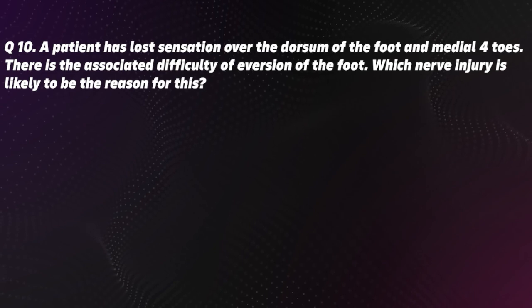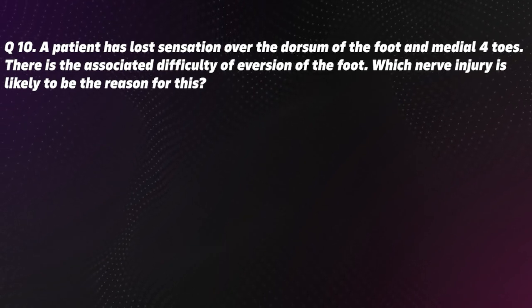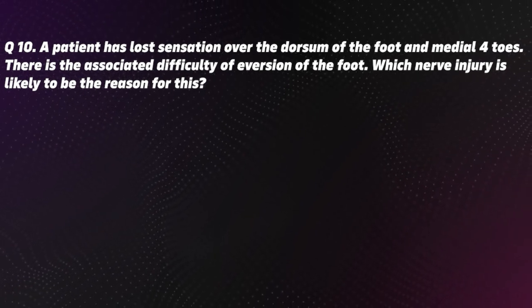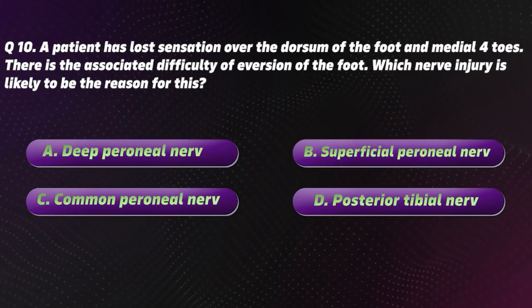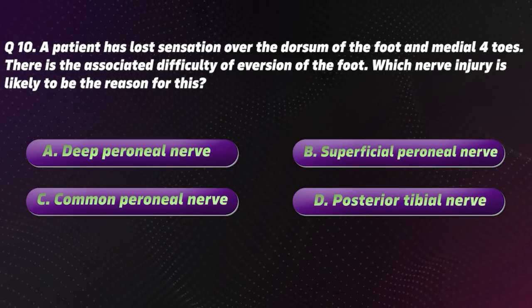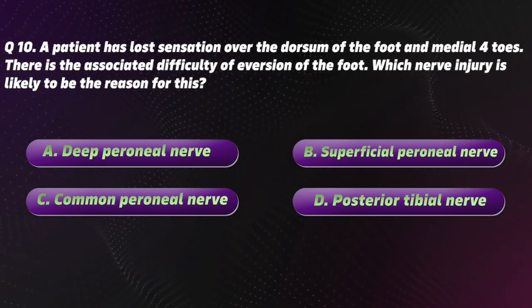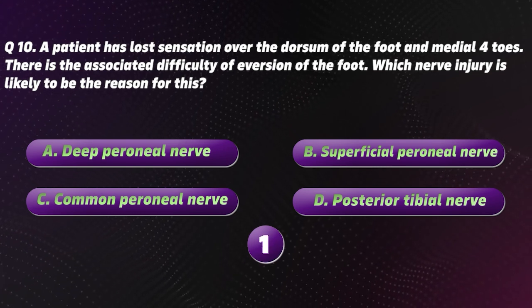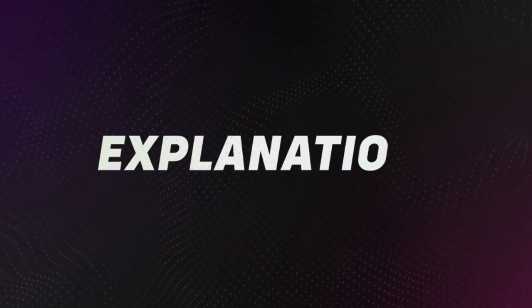Question 10. A patient has lost sensation over the dorsum of the foot and medial foretoes. There is the associated difficulty of eversion of the foot. Which nerve injury is likely to be the reason for this? Here are the options. A. Deep peroneal nerve. B. Superficial peroneal nerve. C. Common peroneal nerve. D. Posterior tibial nerve. And the correct answer is option B. Superficial peroneal nerve. Here's the explanation.